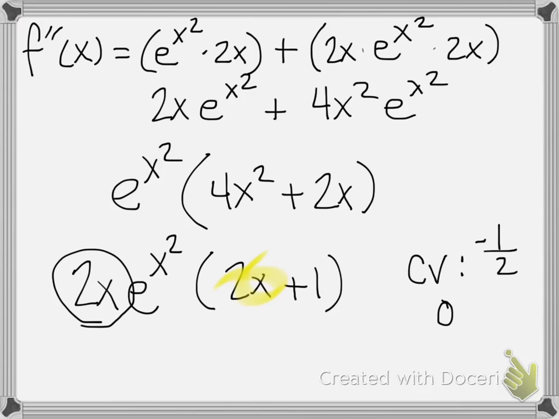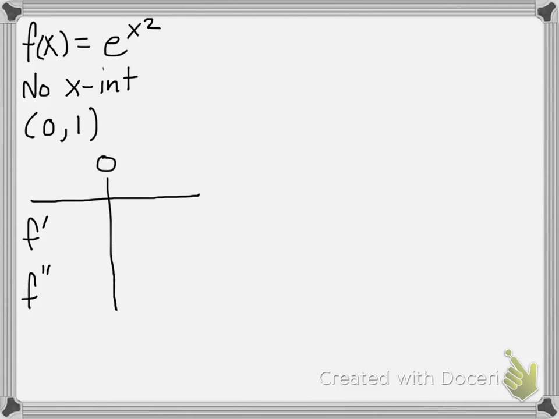Alright, so now let's write down what we know. Okay, so there's what we know. We had our function. There's no x-intercept. We do have a point 0, 1. Whenever x is 0, y is going to be 1. Using 0 as our critical value. As far as our f double prime, the good thing about the function e to the x squared, it is always going to be concave up, which is awesome.